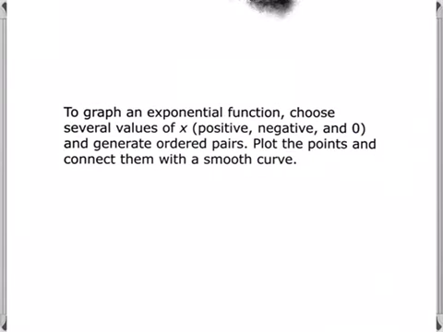To graph an exponential function, choose several values of x, positive, negative, and 0, and generate ordered pairs. Plot the points and connect them with a smooth curve. We're going to use the graphing calculator to find a lot of our points using the table feature. So if you don't remember how to do that, make sure you ask for a refresher or you look up the previous videos where we used it.